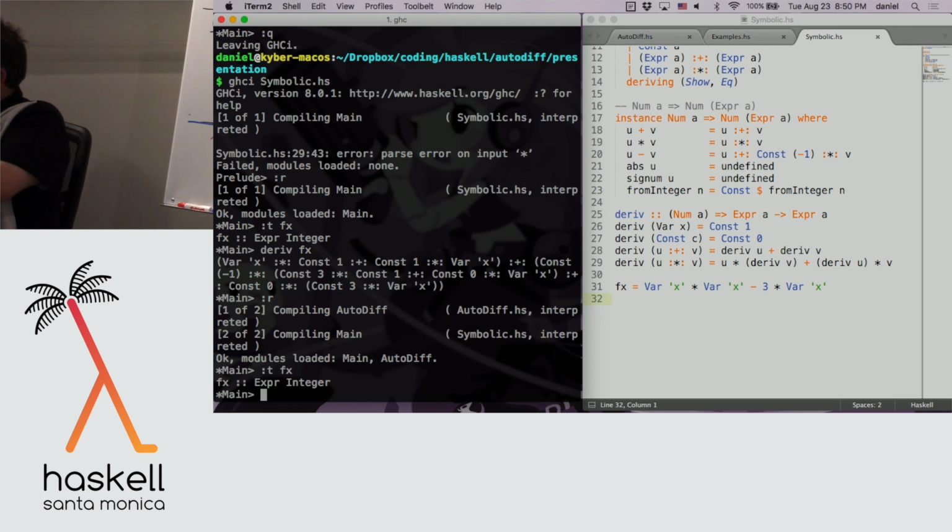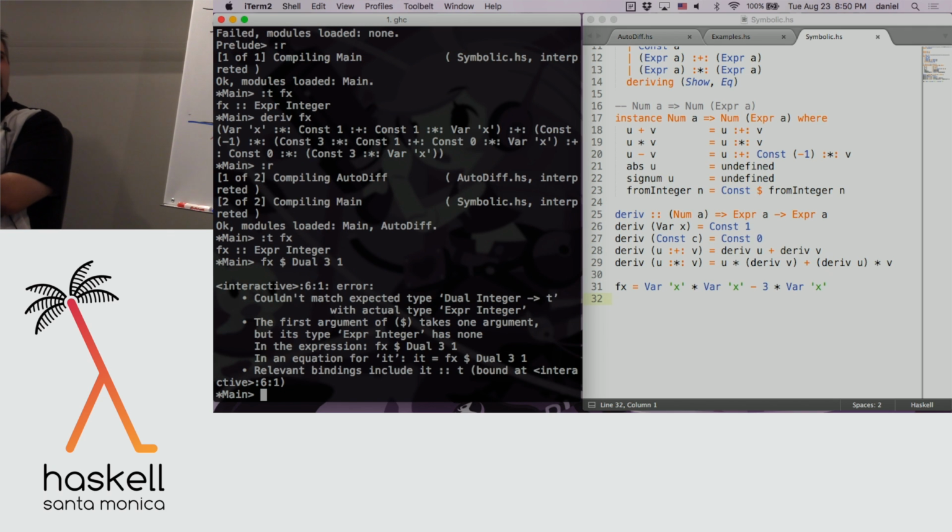You want to apply it to the actual function, right? You want to say d of the function lambda x goes to x squared, for example, but then apply it to dual bar x 1. What we've been doing before is stuff like this, and this is not going to work. Why? Because is fx a Haskell function? No way. You can't.